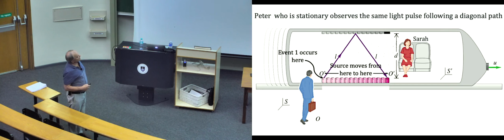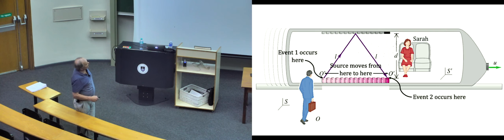Let's see what Peter sees. He sees the first event taking place here. The light has to then move up there and come back there. But in that time, the source has moved from O prime over there to O prime over there. It's no longer in the same location as it was in Sarah's case. So he's got a diagonal path, and as I've said, event 2 occurs over there. So that's what Peter's going to measure.